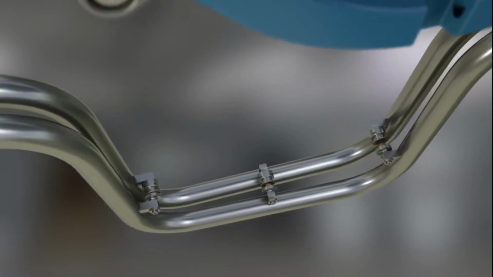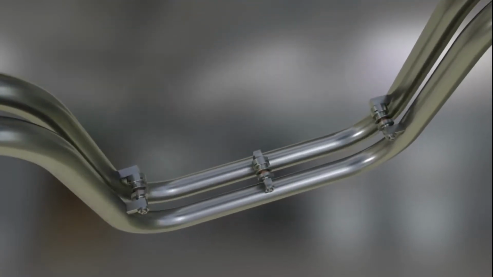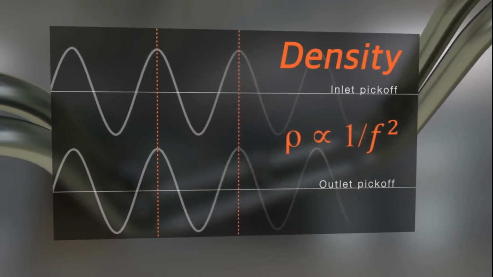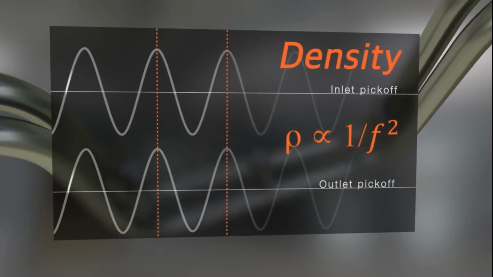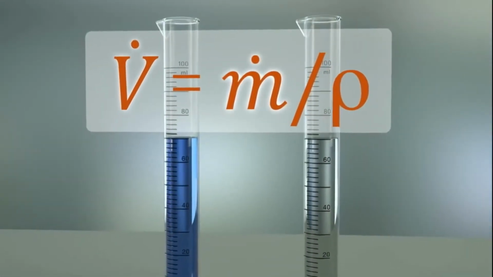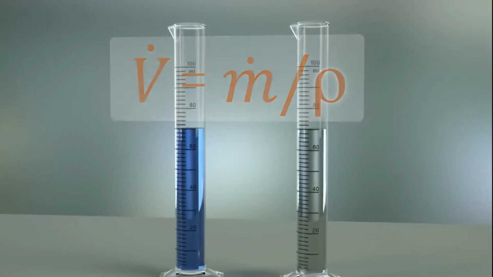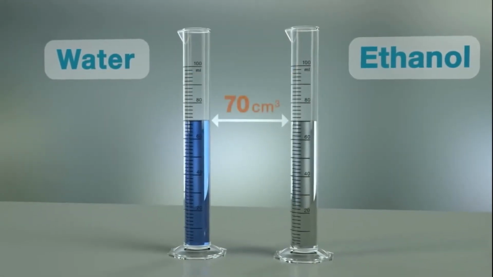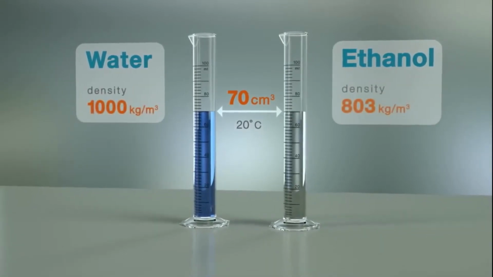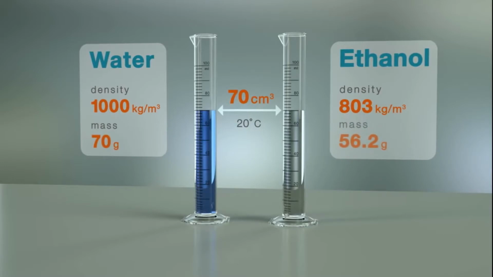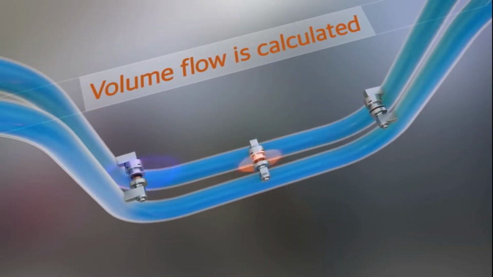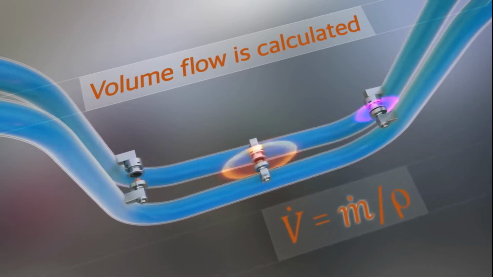The stiffness of the flow tubes remains essentially constant. Therefore, the mass and density of the fluid contained in the fixed volume of the flow tubes is the only variable affecting the frequency. Liquid volume flow is derived from the mass flow and density measurements already acquired. As in this example, fluids can have the same volume, but different densities and masses. The mass and density measurements allow the calculation of the volume flow.